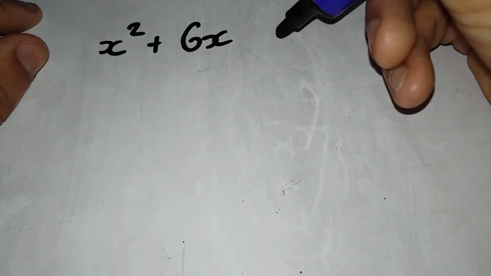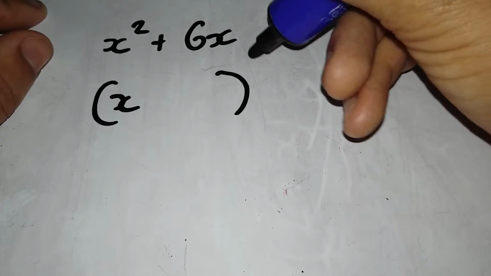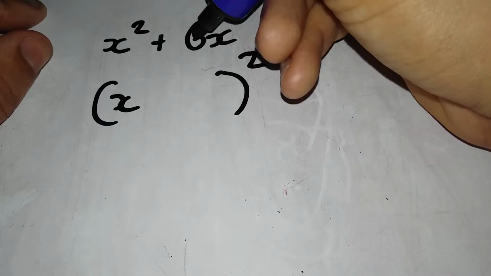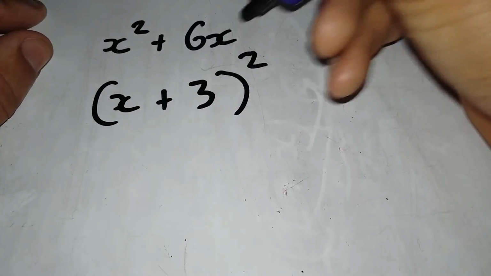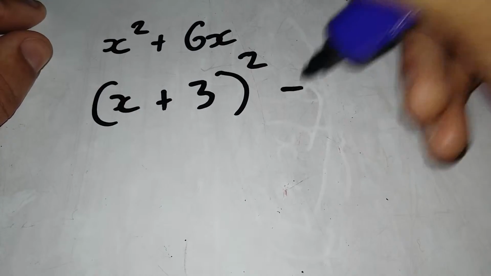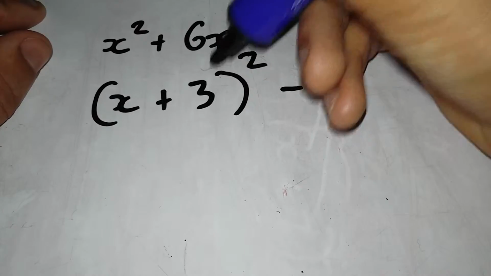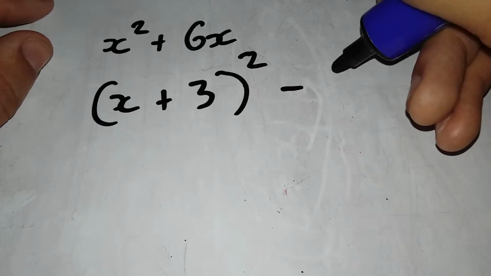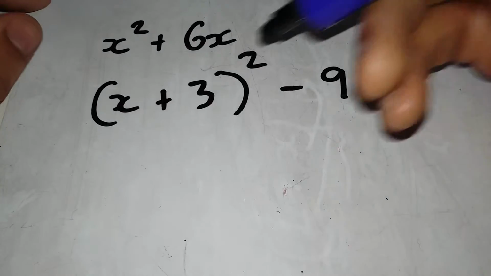If you've got an expression, x squared plus 6x, what you do is put x in brackets squared, you halve the coefficient of x, which is 3, and then it's minus the number here, which is 3 squared, and 3 squared is 9. Now how this works is this.